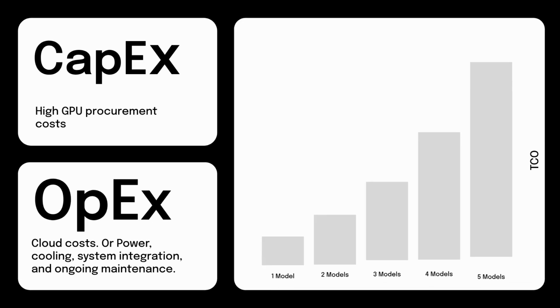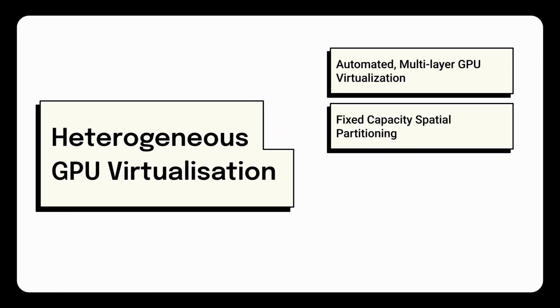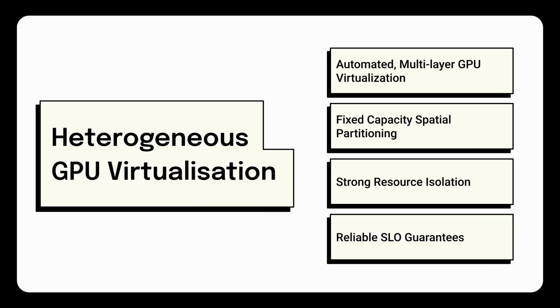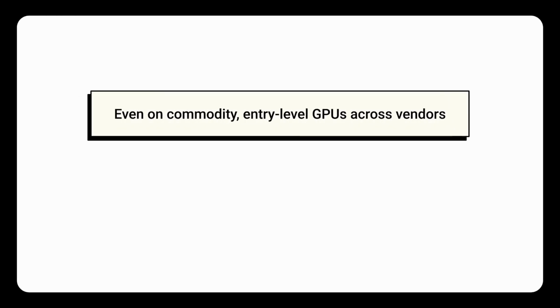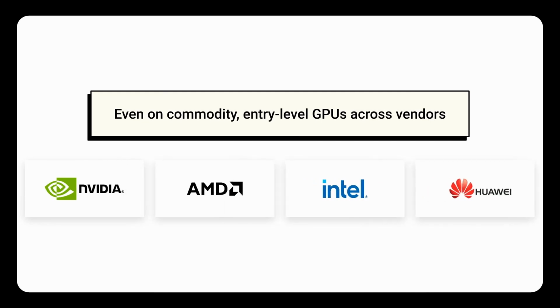To solve these challenges, we are introducing Heterogeneous GPU Virtualization, an automated multi-layer GPU virtualization system powered by our new proprietary virtualization method called Fixed Capacity Spatial Partitioning, or FCSP in short. This ensures strong resource isolation and reliable SLO guarantees, even on commodity and entry-level GPUs across vendors, such as NVIDIA, AMD, Intel, and Huawei. It enables scalable GPU virtualization with no additional management or development overhead.